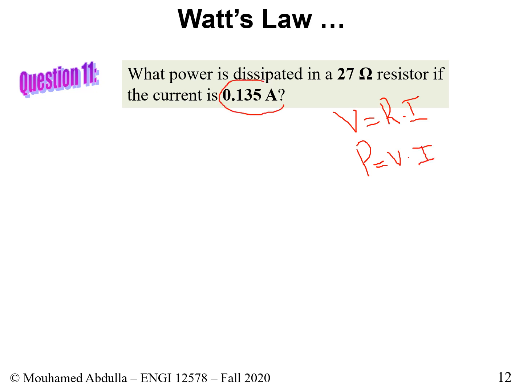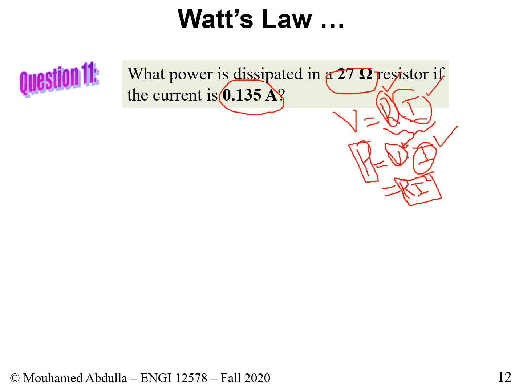We have the current, so we have this one. That's good. We have the resistance, so we have this one. This is good. But we have no idea what voltage is. So they basically just use Ohm's law, get this, and then plug it in here. And if we do that, what you will end up getting is R times I squared. And now we have everything. We have the resistance, which is 27 ohms, and we have the current, which is 0.134 amps.